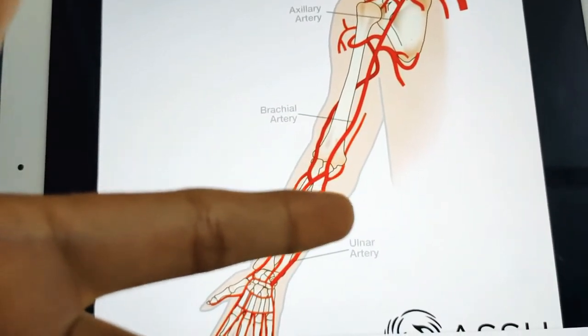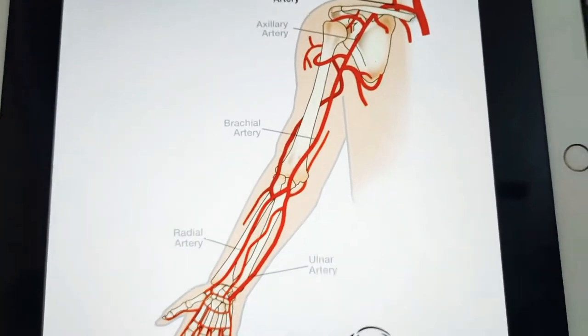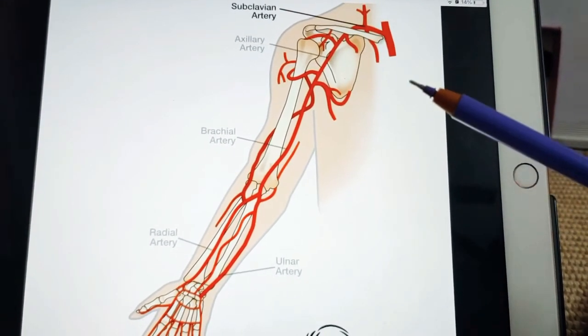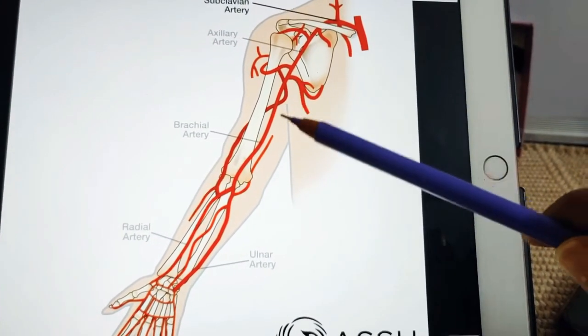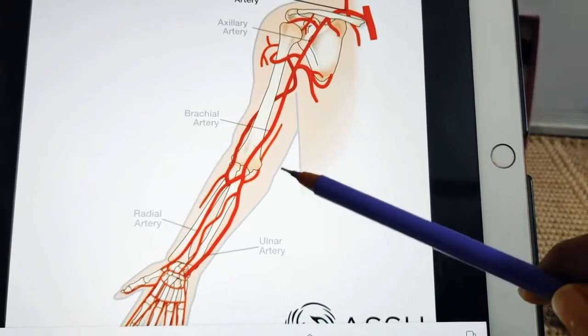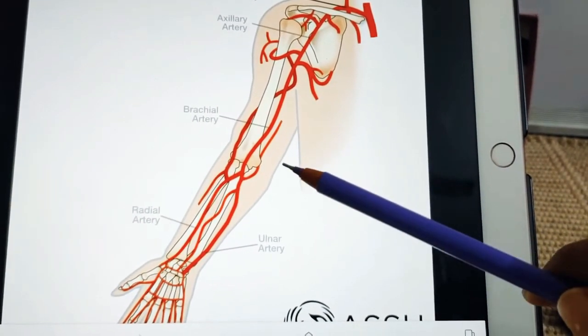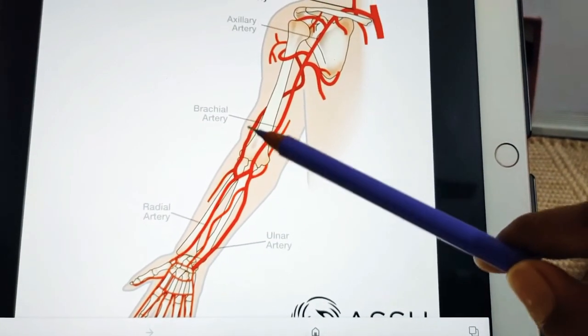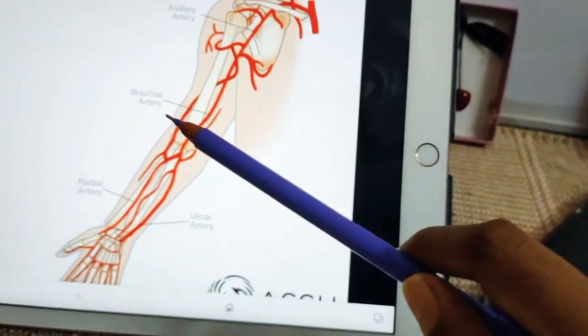For the lower part, it is related to the median nerve. Once again, I will say the upper part medially is related to the ulnar nerve and also basilic vein, whereas the lower part is related to the median vein. And laterally, it is related to the coracobrachialis and also the biceps brachii.